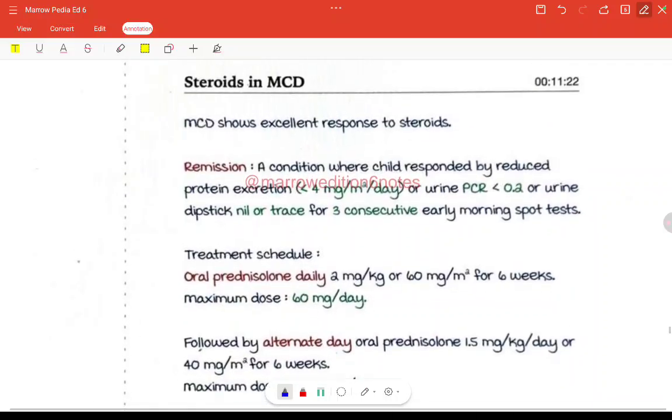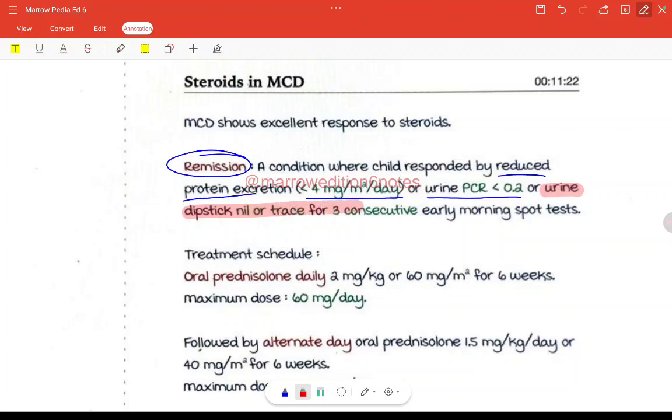Now, steroids in minimal change disease. Minimal change disease shows excellent response to steroids, we all know that. We call it remission when a child responds by reduced protein excretion of less than 4 mg per meter square per day, or urine PCR less than 0.2, or urine dipstick, which is usually done in our hospitals, nil or trace for 3 consecutive early morning spot tests. Okay.